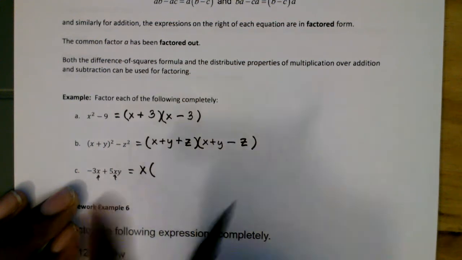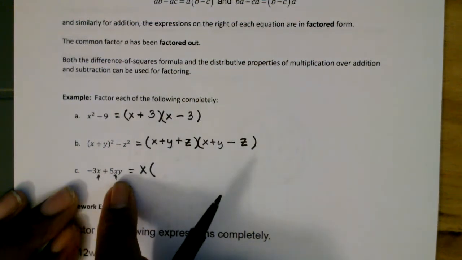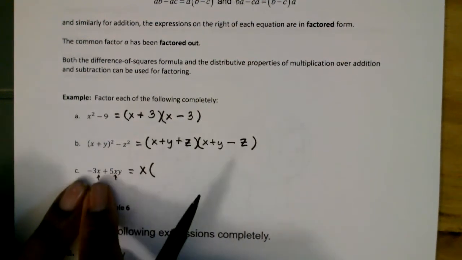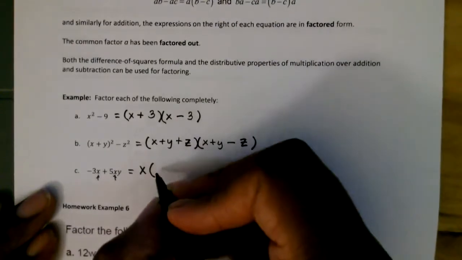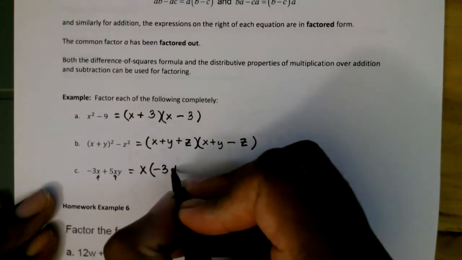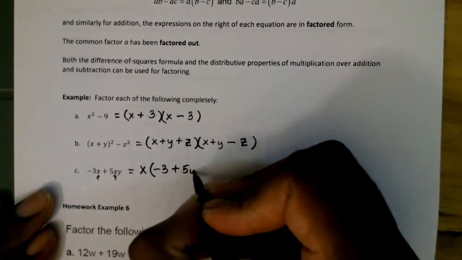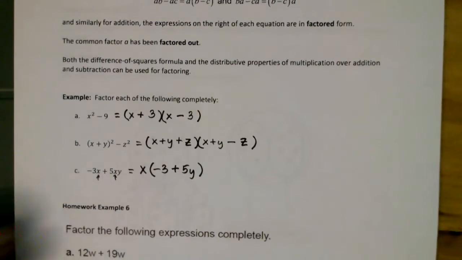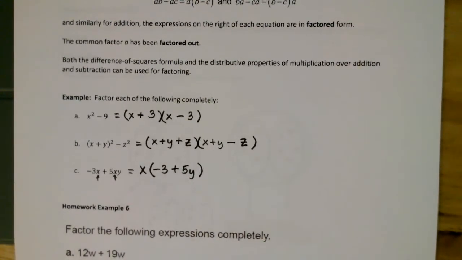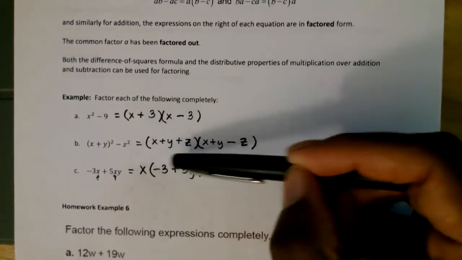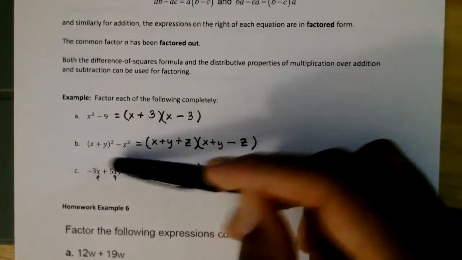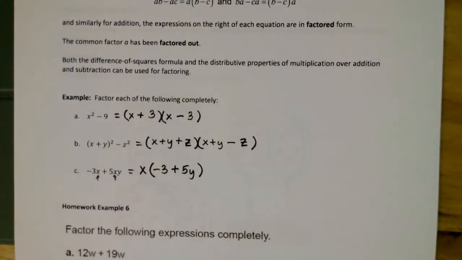To get what's left, we're going to take the x and divide it into each and every term in this expression. So if I do negative 3x divided by x, that'd be negative 3, and then plus 5xy divided by x, that'd just be 5y. And if you want to, you can check by distributing the x over the negative 3 and the 5y. You should get this back. So that's how we do factoring here.